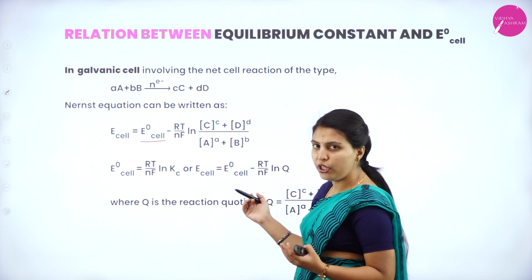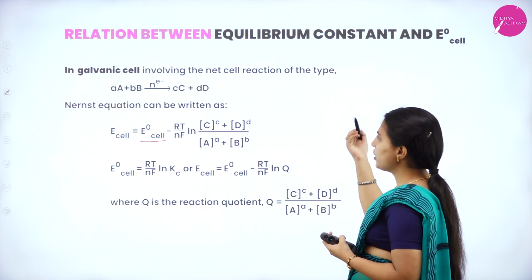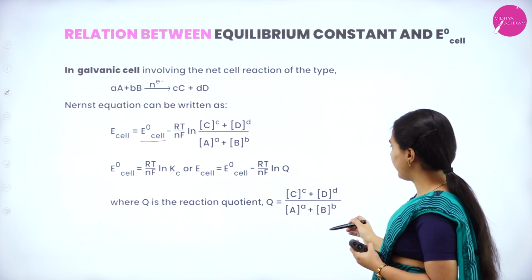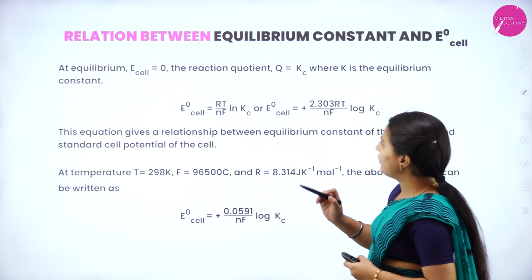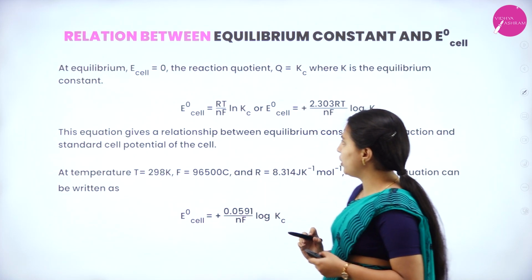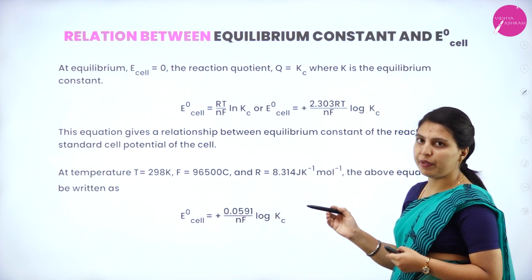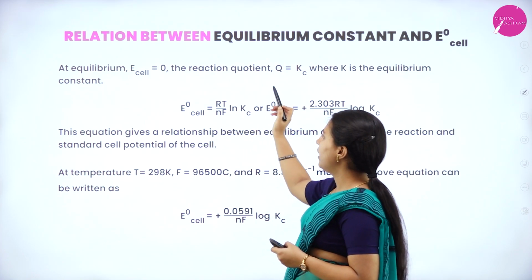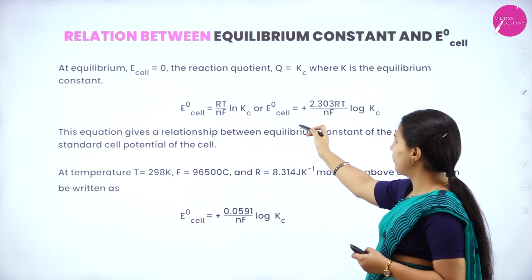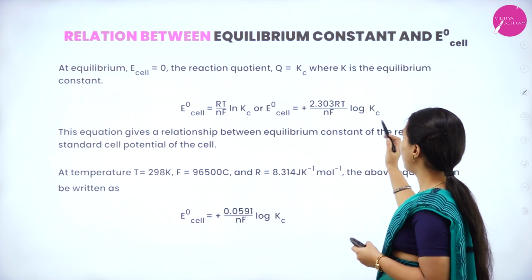Then what is the Q? Q is the reaction quotient, the concentration of product by concentration of reactant. At equilibrium, E cell will be equal to 0, and the reaction quotient Q equals Kc, where Kc is the equilibrium constant. So E0 cell equals RT by nF ln Kc, or E0 cell equals 2.303 RT by nF log Kc.